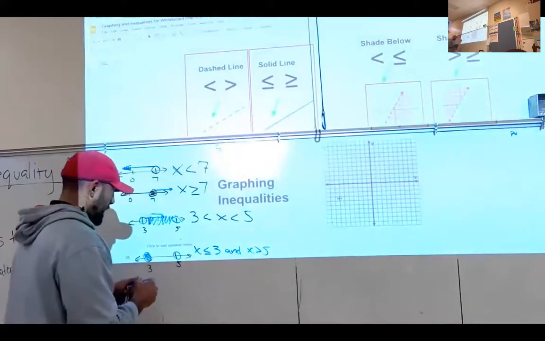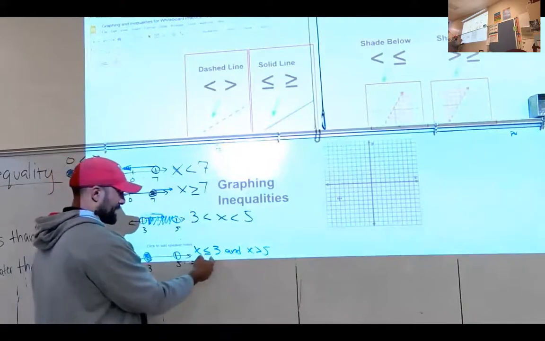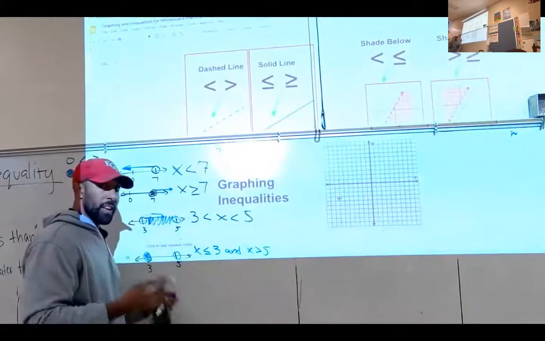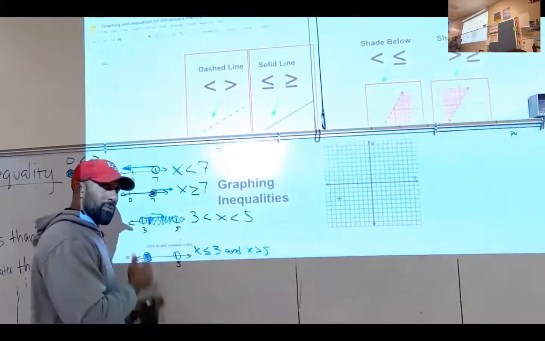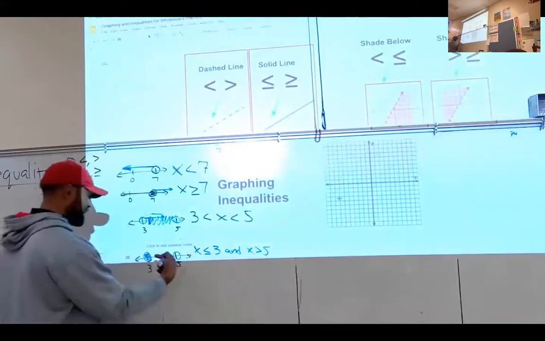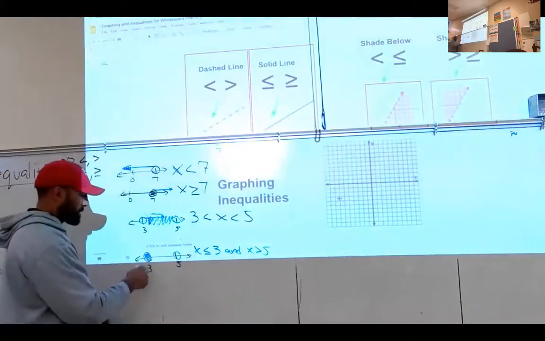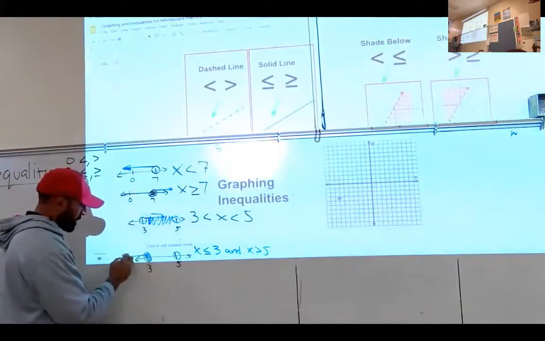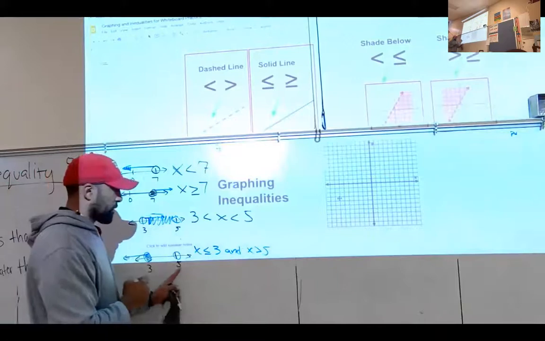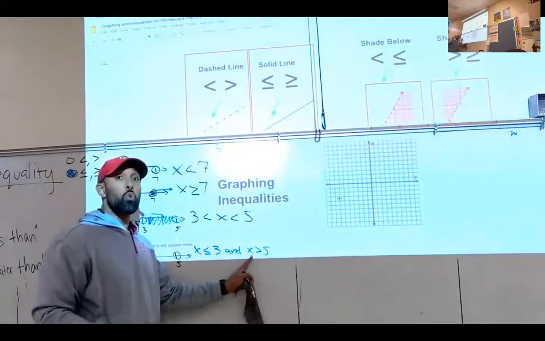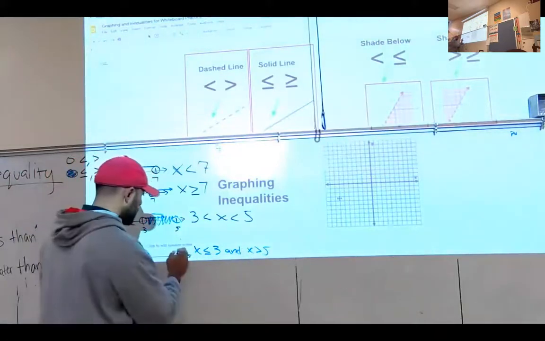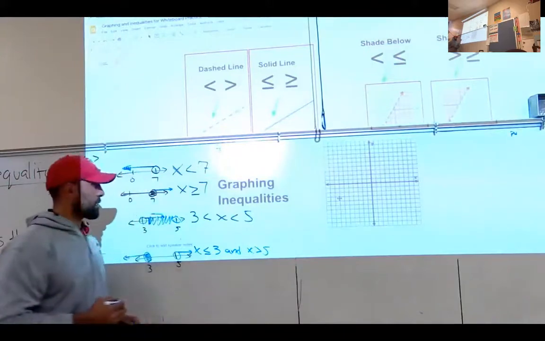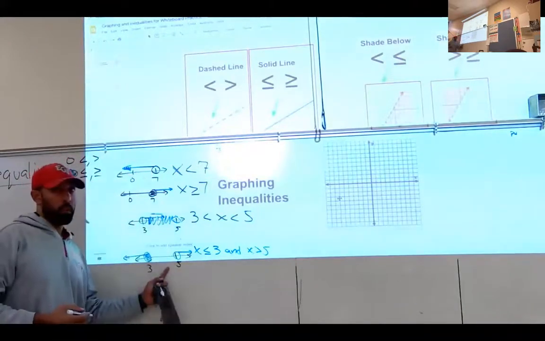Okay. Now if you look here, it says x is less. So the answer has to be less than 3 or equal, which is this direction. Okay, because numbers less than 3 are to the left. So that means I'd have an arrow pointing this way. And then for the 5, it says that x is greater than 5. So I have an arrow pointing that way. So you see the difference. All right.